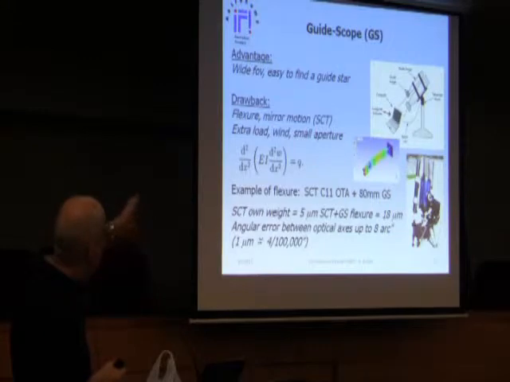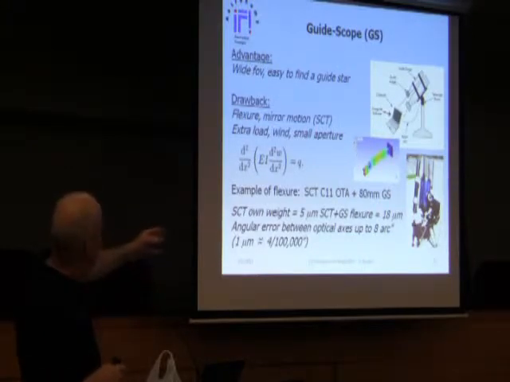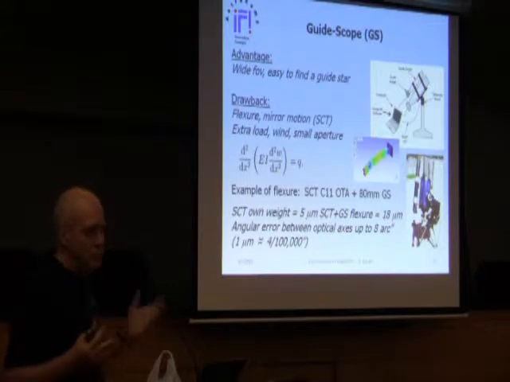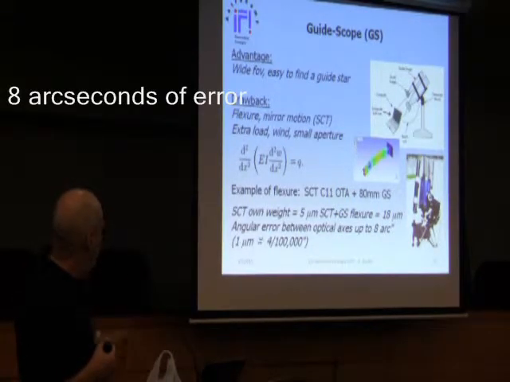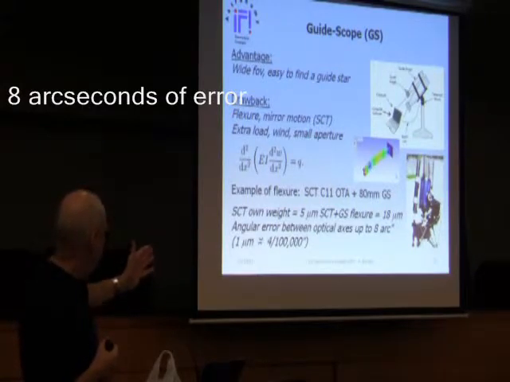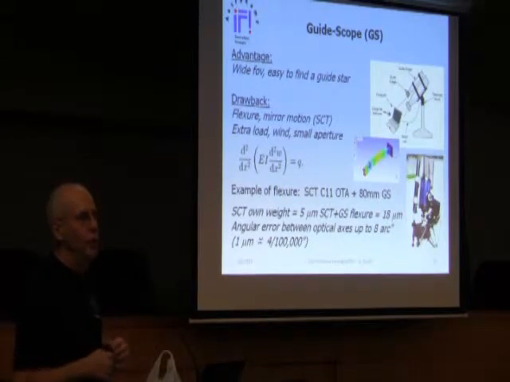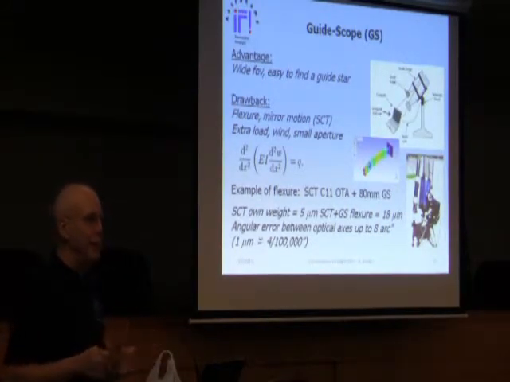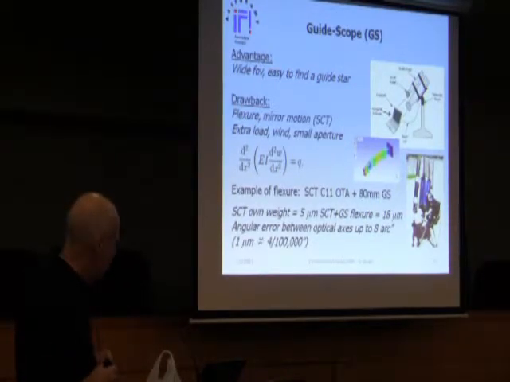And if you do some math, and that's pretty much what you can see in reality, an 11-inch aluminum SCT scope with an 80mm guide scope, which is a typical setup, will have up to 18 microns of flexure, which means 8 arc seconds in this condition, which is way more than what you want. Of course, it may not happen over time if you are lucky, but it's not always like that. On top of that, you may have motion of the mirror with an SCT scope, so this type of problem.